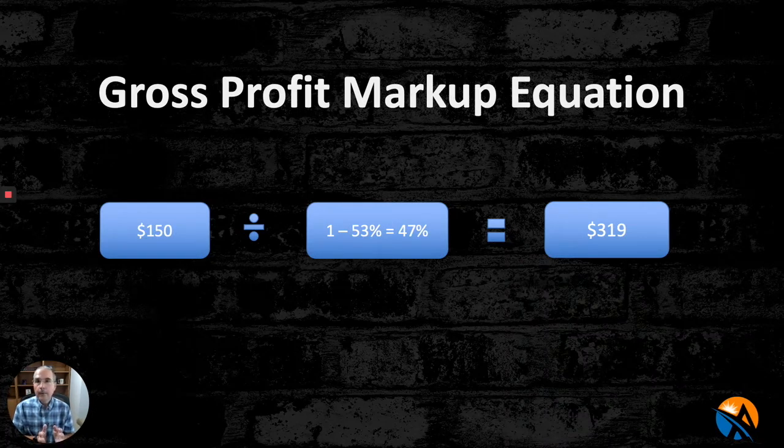$319. Now, if you simply took the equation of 150 times the percentage and marked it up, you would get a different gross margin if you had not gone through this exercise of calculating the $319. So you can see there's a big difference depending on how you calculate it.